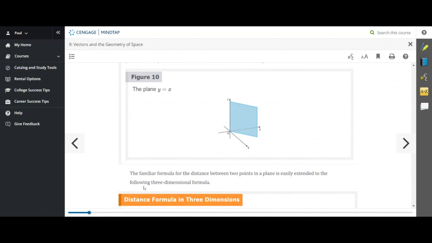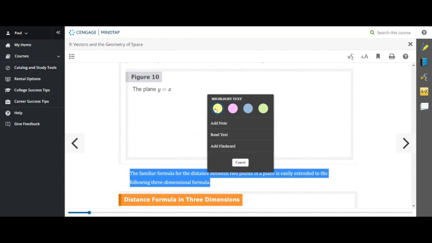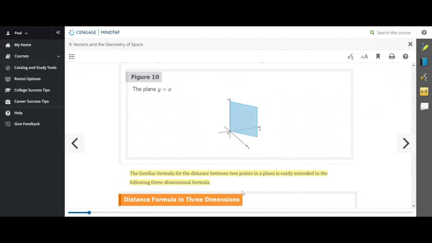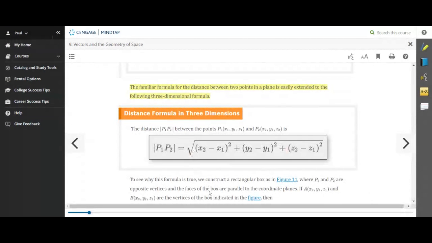They note here that the familiar distance formula for the distance between 2 points in a plane is easily extended to the following three-dimensional formula. If you have any 2 points in space, the distance between the 2 points, 1 and 2, is given by that formula.